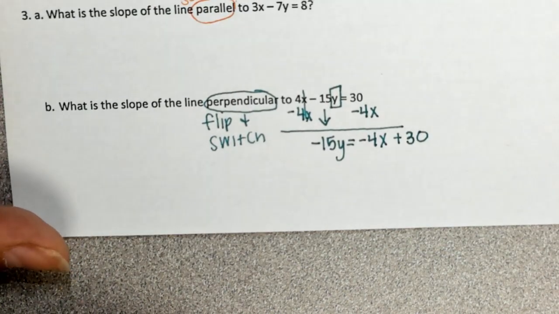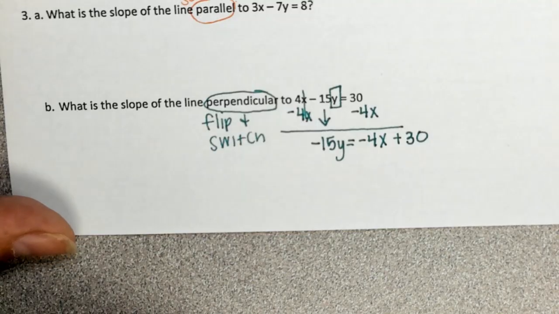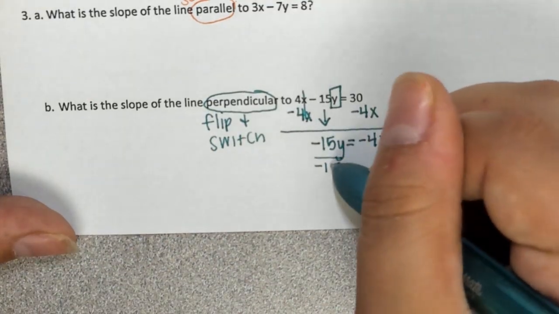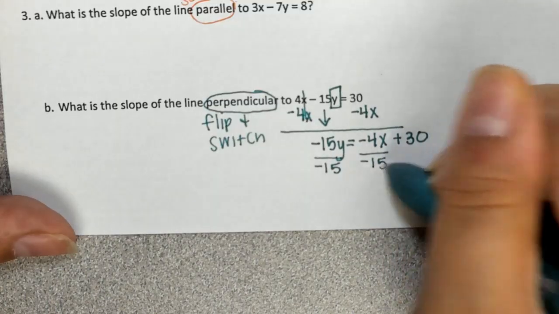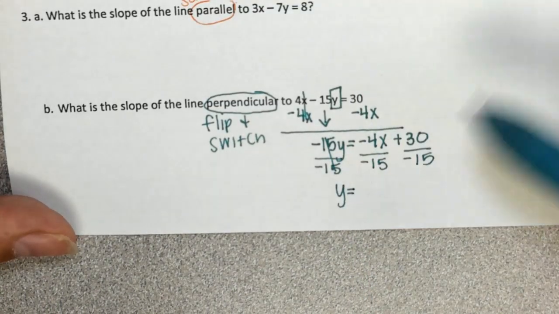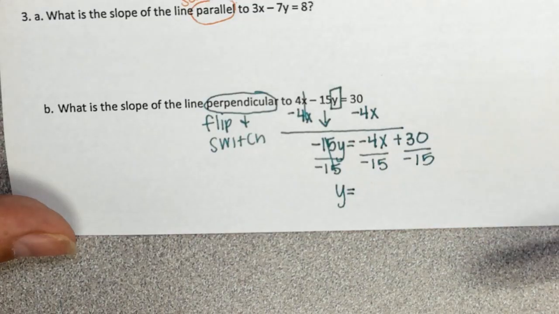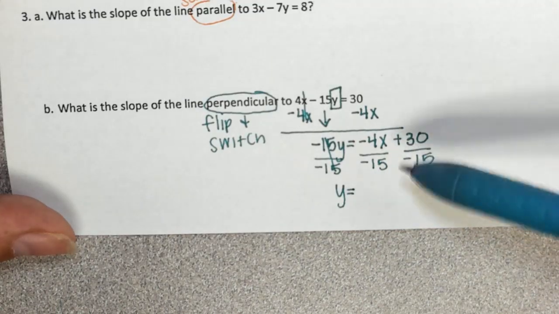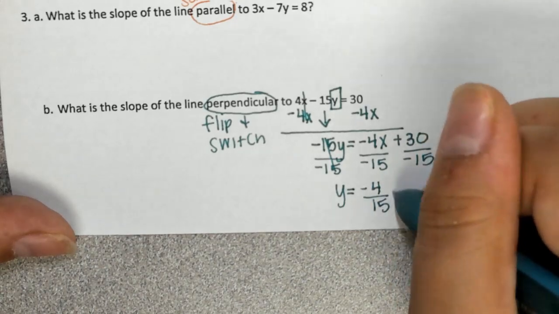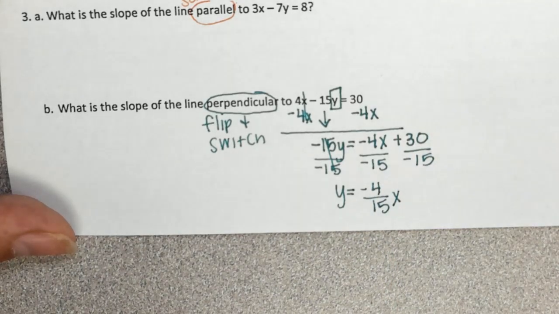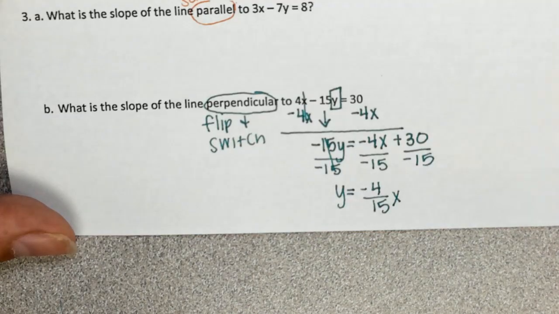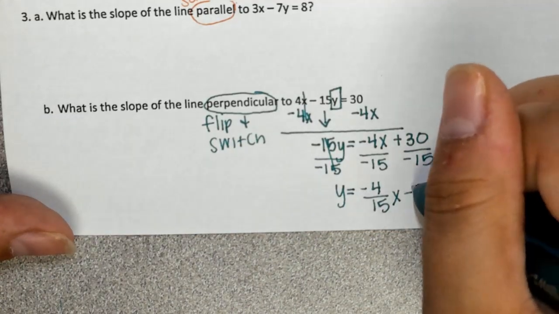And then how do I get y by itself? Divide it by negative 15. What is a negative divided by a negative? And 4 over 15 doesn't divide pretty, so I'm just going to leave it 4 over 15x. What is 30 divided by negative 15? And by the way, negative 2.